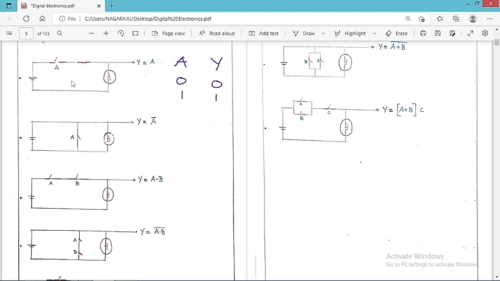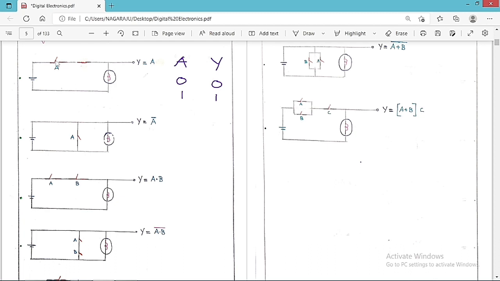So you can see clearly here. Suppose A is equal to 0 means the switch is off. If A is equal to 1 means the switch is on. Similarly, the bulb, if it is off means 0, bulb on means 1. So this is the thing that we are going to use here. A is equal to 0 means the switch is off. A is equal to 1 means the switch is on. Y is equal to 0 means the bulb is off. Y is equal to 1 means the bulb is on.